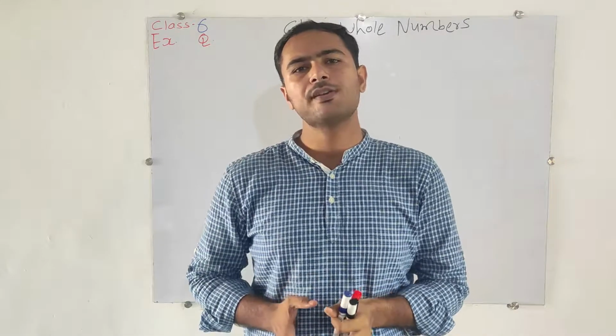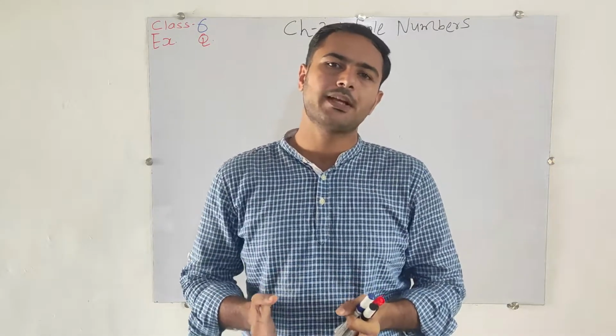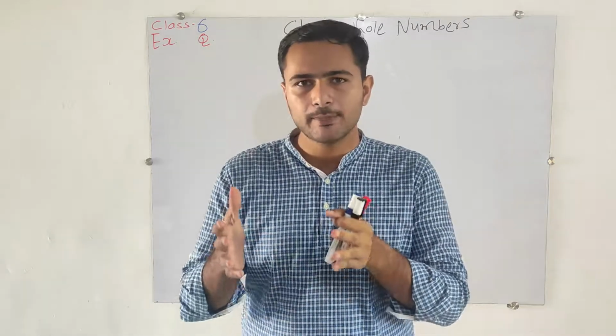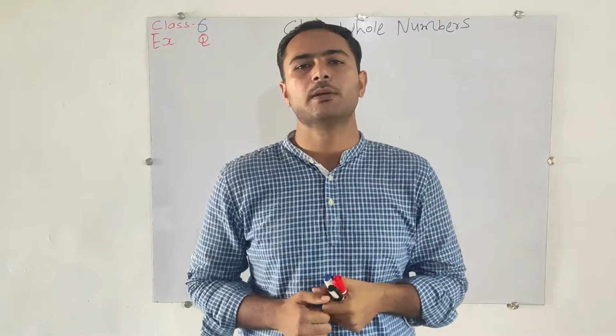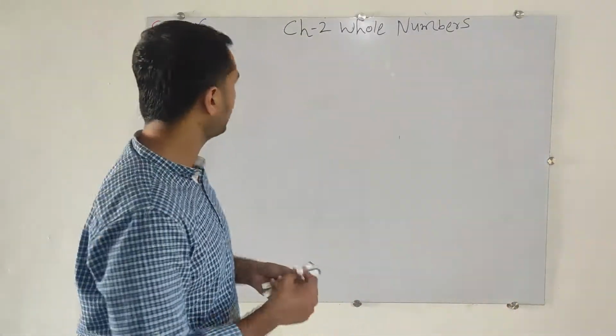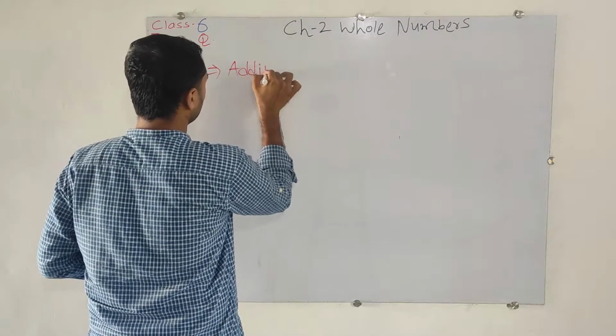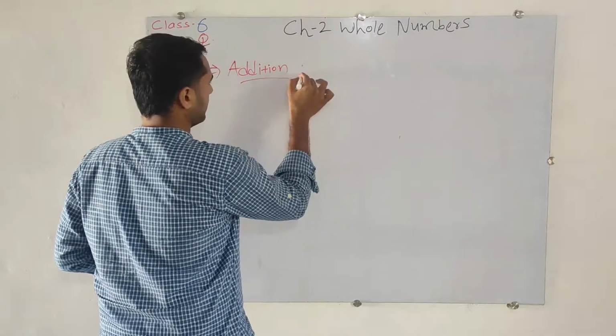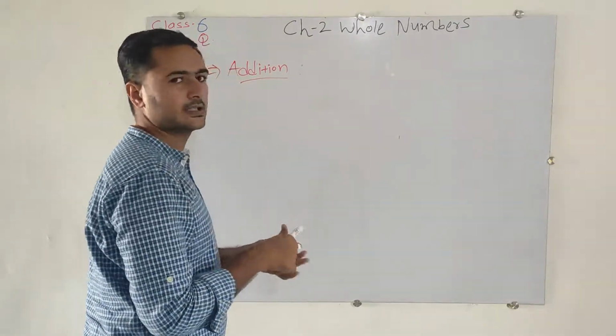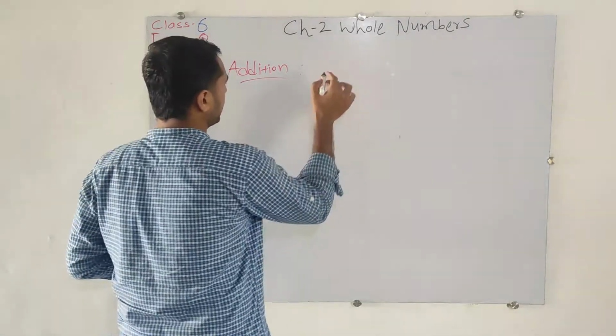Now we'll see the different operations like addition, subtraction, and multiplication. Okay, how we can do the mathematical operations with the help of the number line. Let's start with the addition. For addition, let's take an example like 2 plus 3.